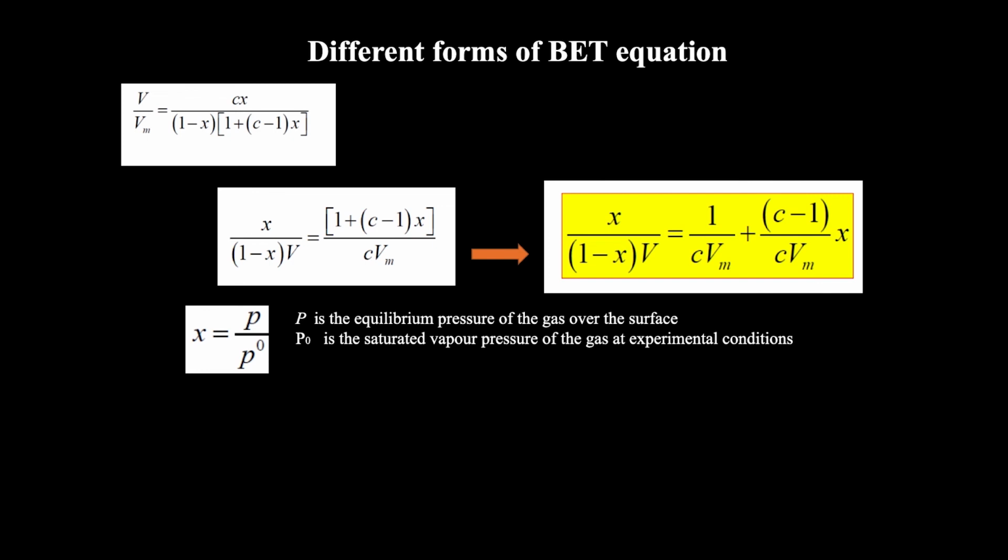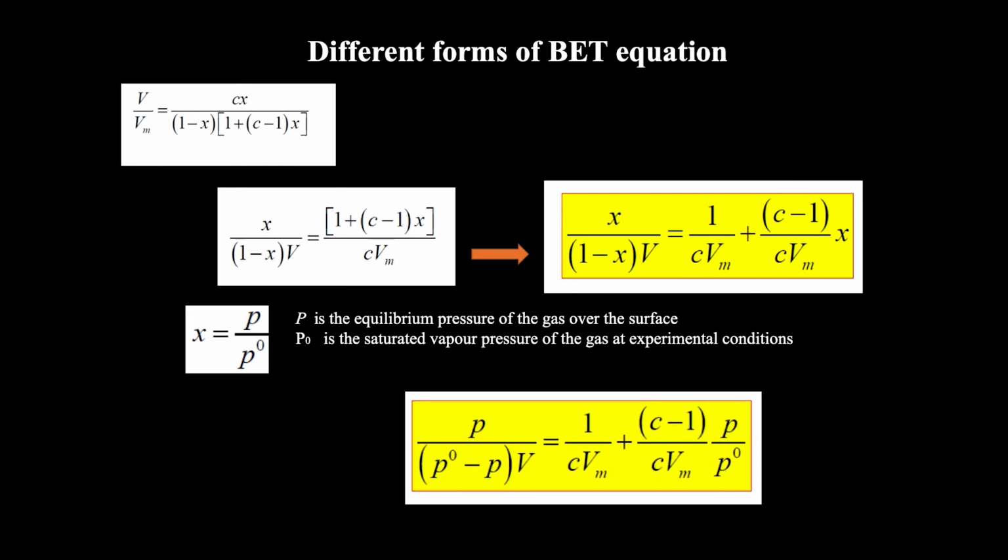By simple rearrangement, this form can be written as x by 1 minus x into V equal to 1 by C Vm plus C minus 1 divided by C Vm into x. Substituting x equal to P by P0, here P is the equilibrium pressure of the gas over the surface, and P0 is the saturated vapor pressure of the gas at experimental conditions. Then the BET equation becomes P by P0 minus P into V equal to 1 by C Vm plus C minus 1 divided by C Vm into P by P0.